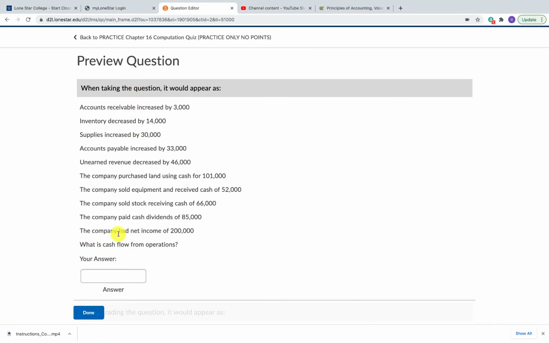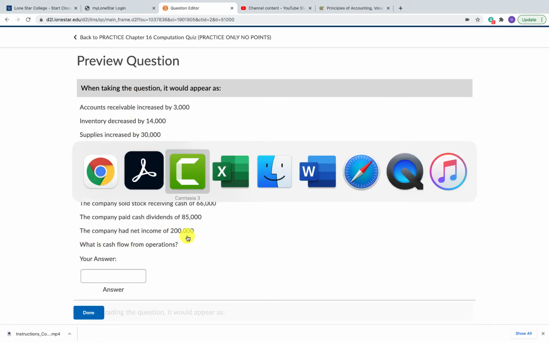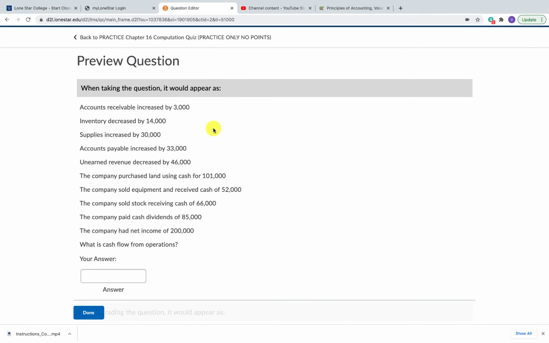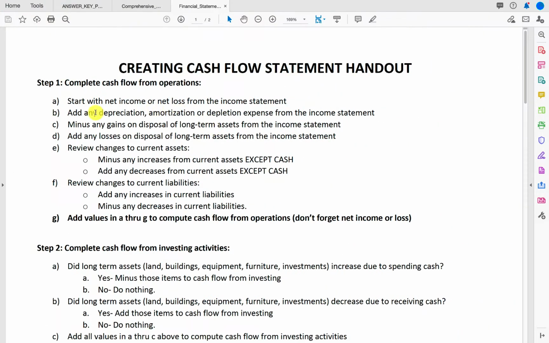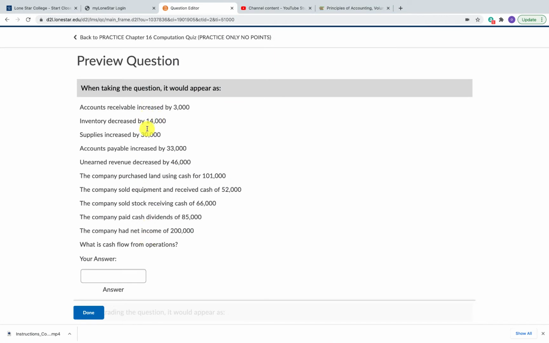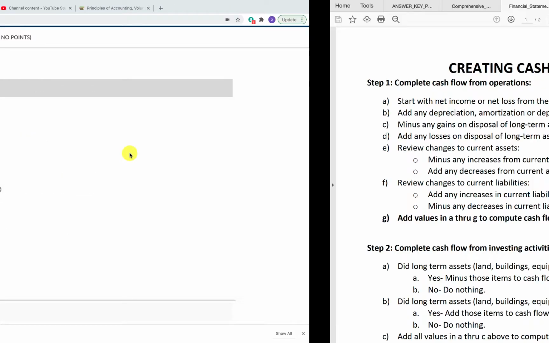When you scroll through all of this, here's net income right here for $200,000, and you'll need some place to add that up. I'm just going to use Excel. Then the next thing the handout says to do is look for depreciation, amortization, and depletion. When we look through this, there is no depreciation, amortization, or depletion. If there was, then we would need to add it.